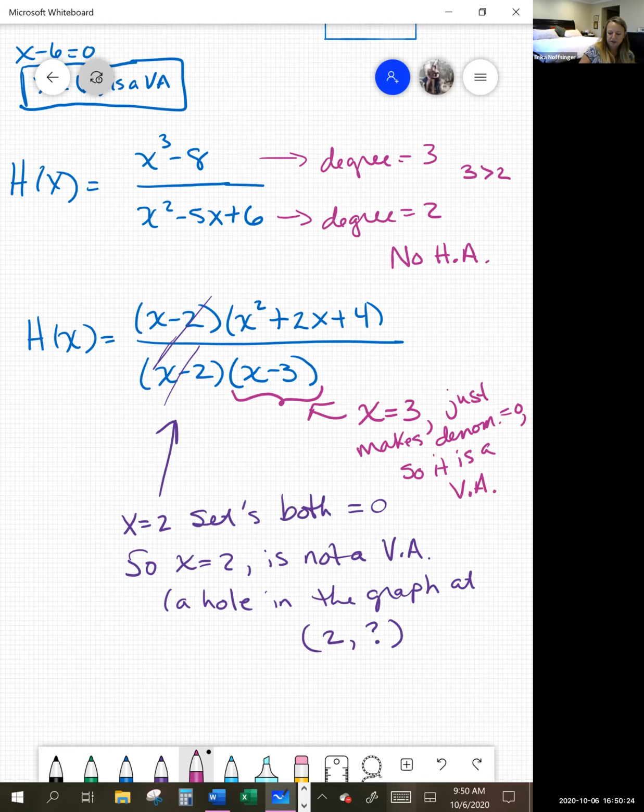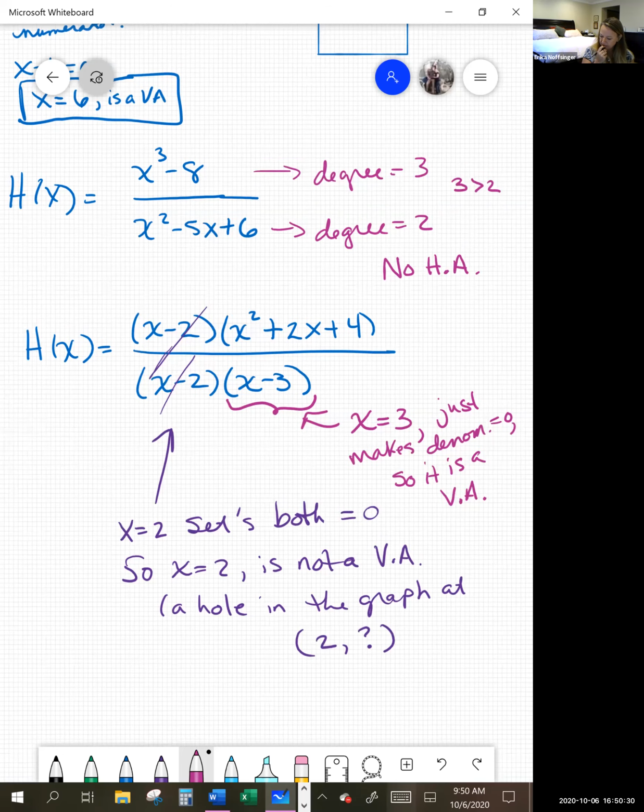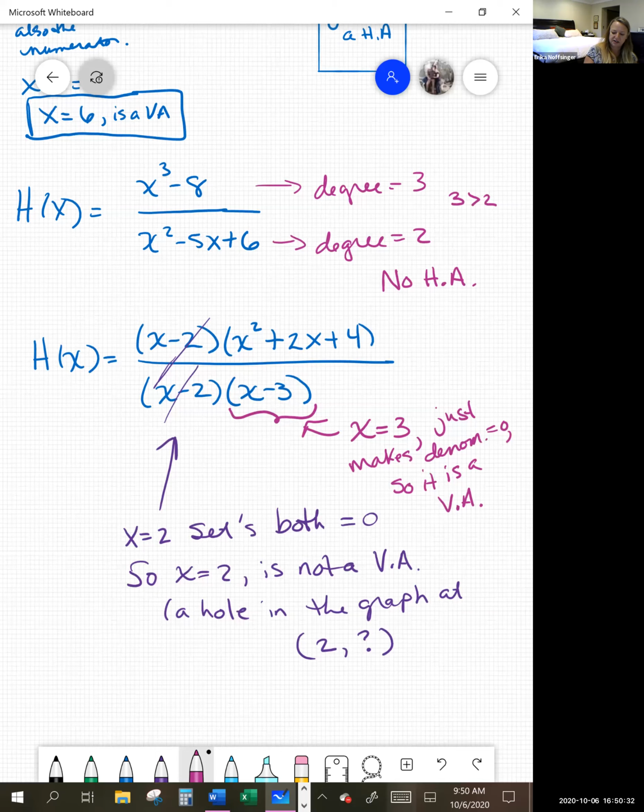X squared plus 2x plus 4 doesn't factor over the real numbers. It gives an imaginary number if we use the quadratic formula. I always know that this trinomial, when I'm factoring a cubic, isn't factorable.